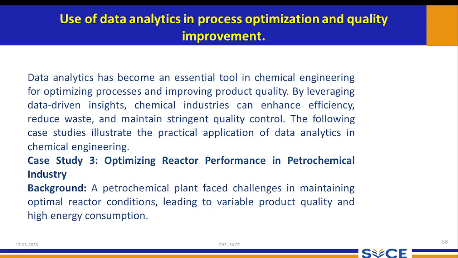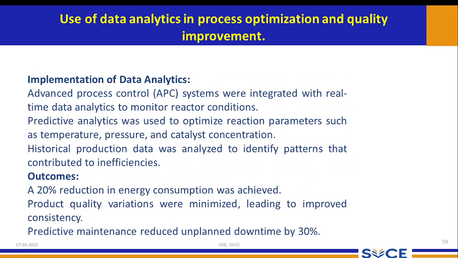Coming to the data analytics case study which we have already discussed: optimizing reactor performance in the petrochemical industry. A petrochemical plant faced challenges in maintaining optimal reactor conditions, leading to variable product quality. What they did was integrate advanced process control systems with real-time data analytics to monitor the reactor conditions. Predictive analytics was used to optimize reaction parameters such as temperature, pressure and concentration. Historical production data was analyzed to identify patterns that contributed to the inefficiency.